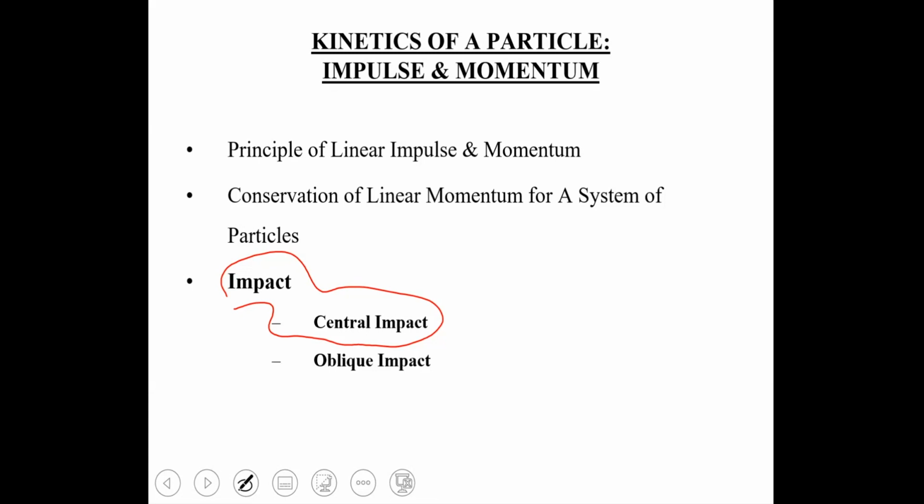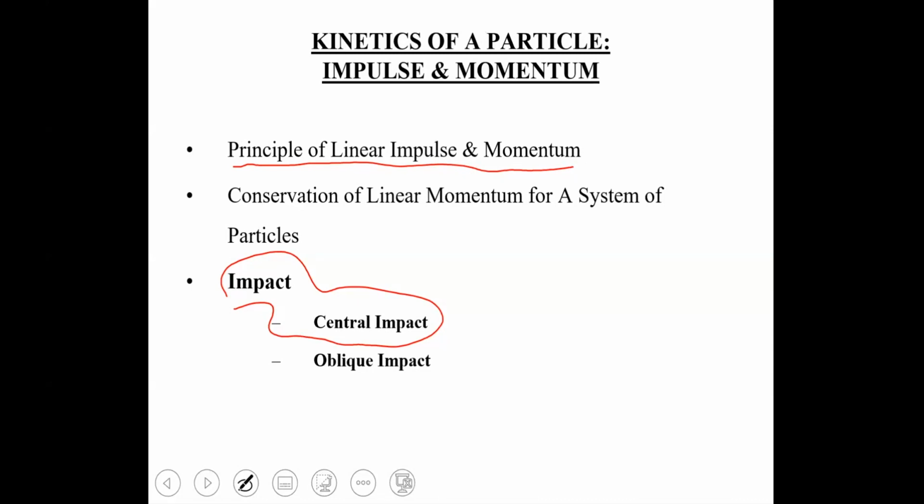Just a quick review of what we did up till now in this chapter. Initially, we covered the principle of impulse and momentum, which states that the initial momentum of a particle plus the sum of all the impulses acting on the particle from time t1 to t2 should be equal to the final momentum of the particle.